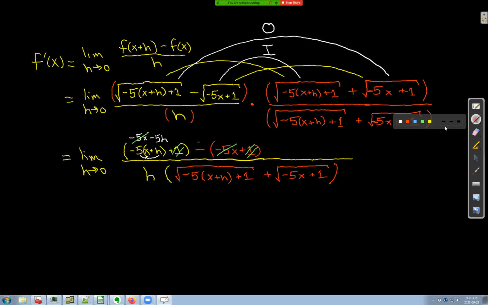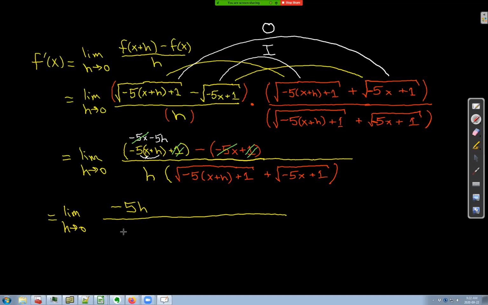So if you're careful about simplifying, what you'll see here is you get the limit as h goes to 0 of, okay, so the only thing left in the numerator is this negative 5h. Everything else in the numerator ended up canceling when we simplified the numerator. And then the denominator, we still have this big mess. But it's about to get better soon. Believe it or not, we're actually almost done.